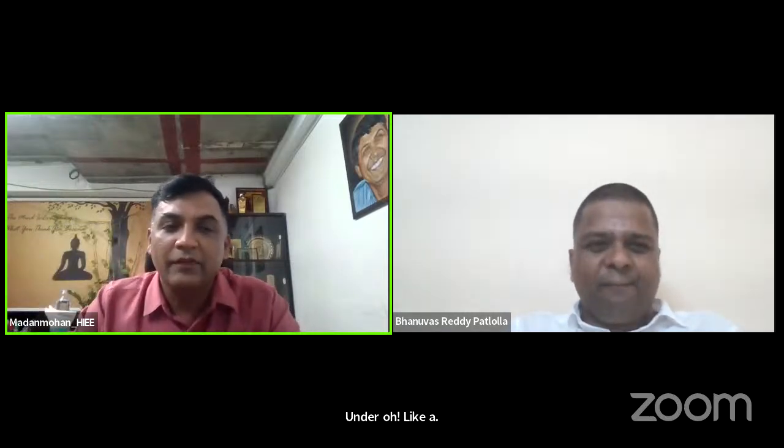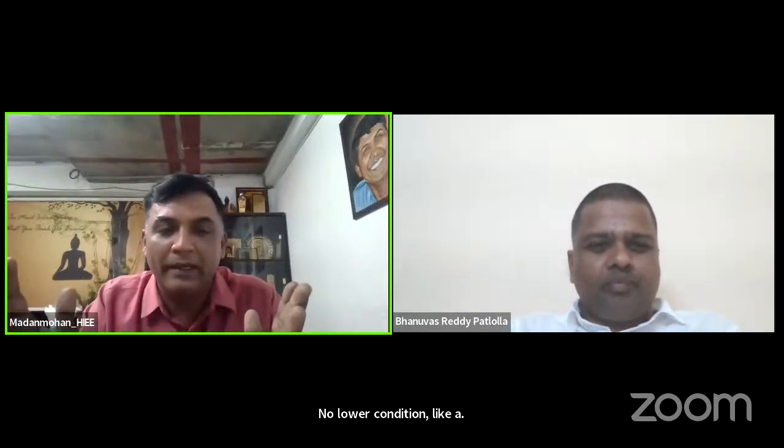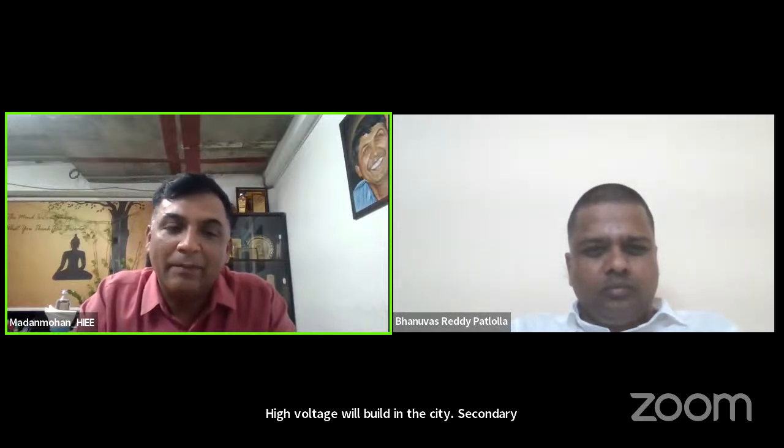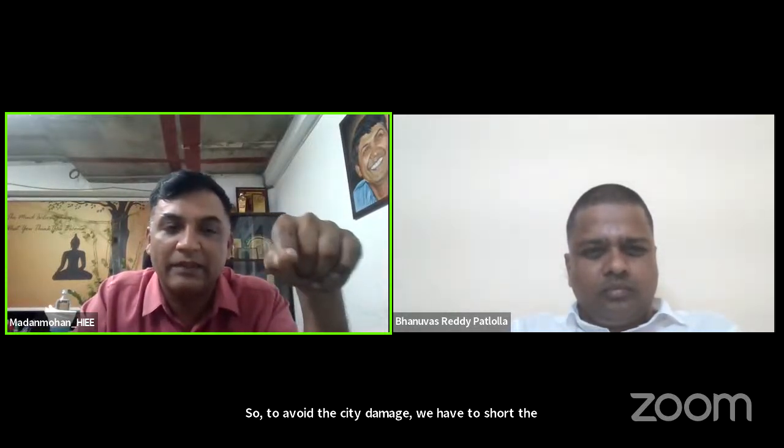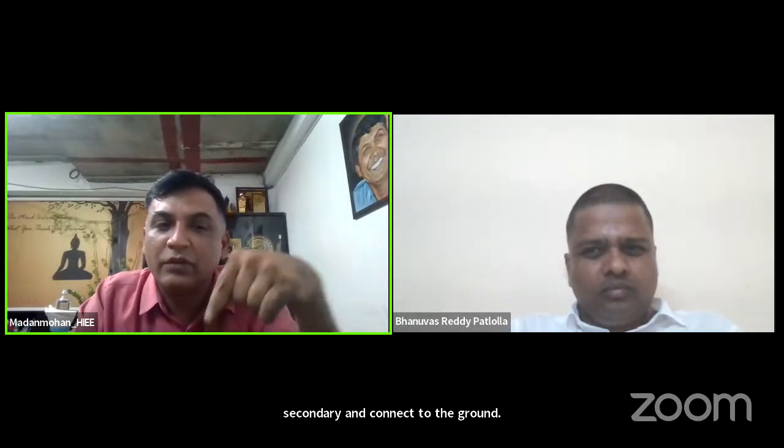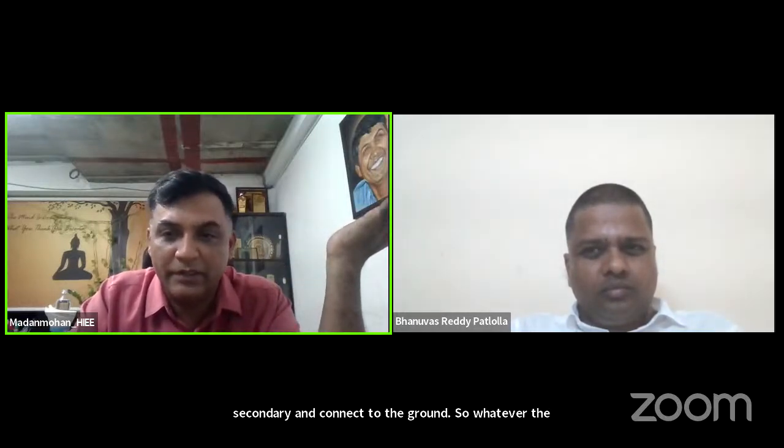If your CT secondary is left open, high voltage will build up in the CT secondary winding. To avoid CT damage, we have to short the secondary terminals and connect them to ground. Whatever voltage develops across the CT secondary will drain to the ground, so that you can avoid CT damage. Thanks, Tarun, for the question.